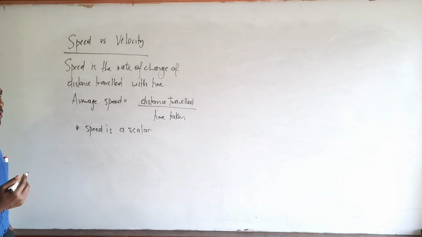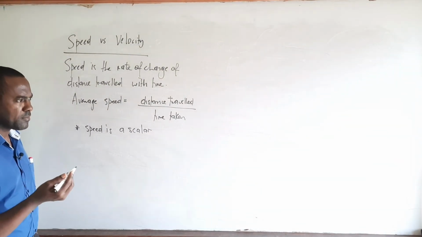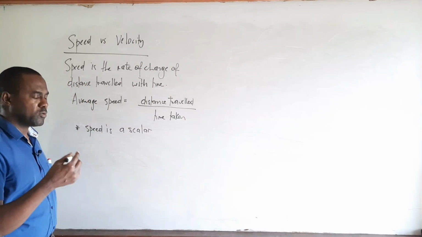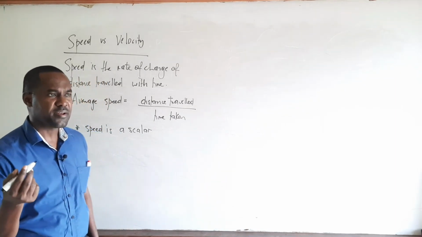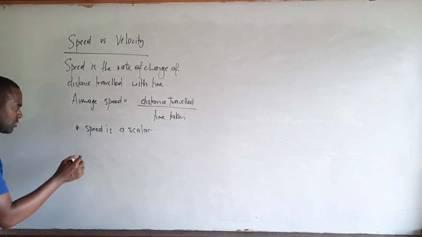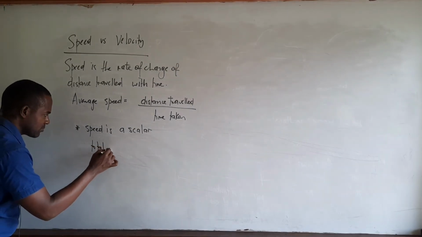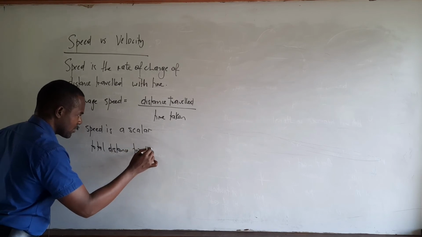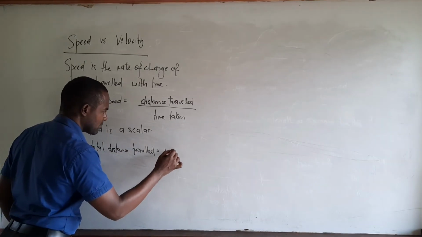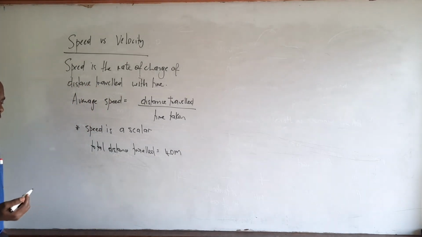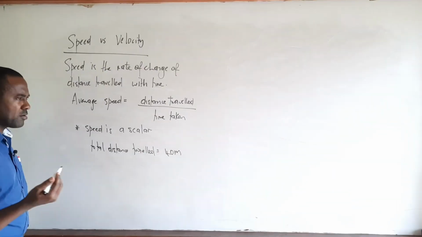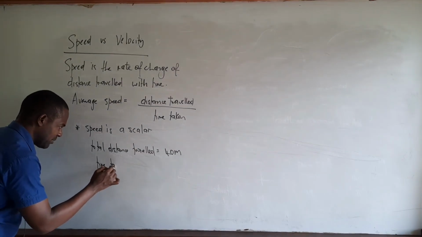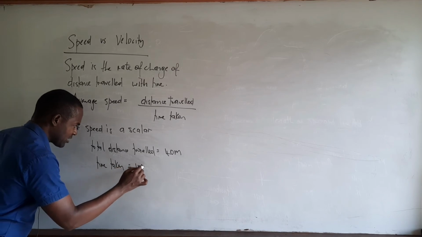We looked at a situation where a man walked from point A to B and back from B to A. We were able to obtain his total distance traveled as well as his net displacement, right? So in that situation, the total distance traveled was 40 meters, right? Now let's say this was done in a time of, say, 40 seconds. So the time taken is equal to 40 seconds.